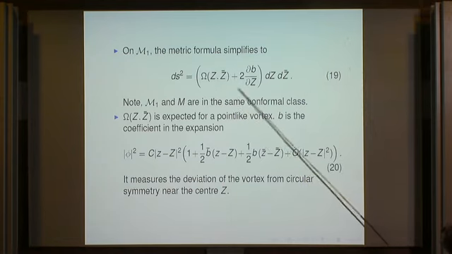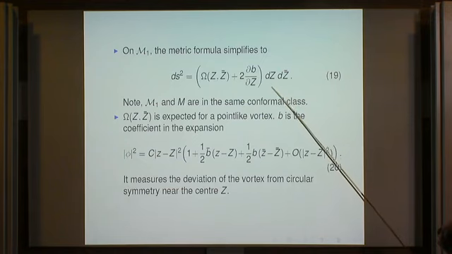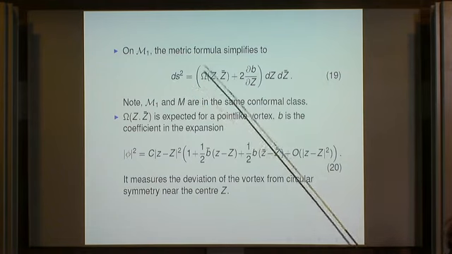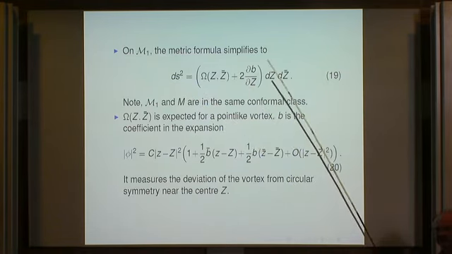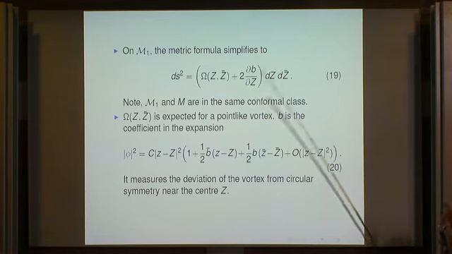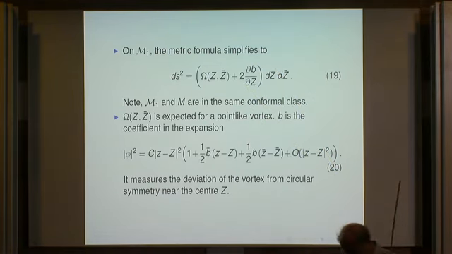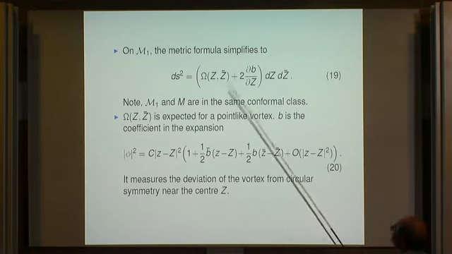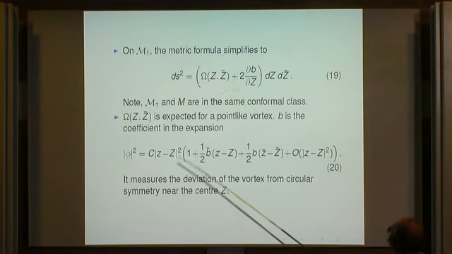Now, the thing to note here is that they're in the same conformal class. That wasn't obvious a priori. So the metric on the moduli space is conformally equivalent to the surface you started with. That's a non-trivial statement for a surface of higher genus, that the metric is in the same conformal class, but it's conformally different because this isn't omega, there's a correction term.